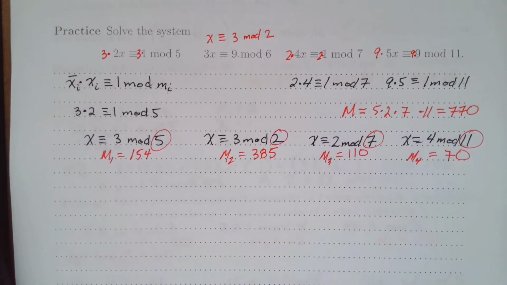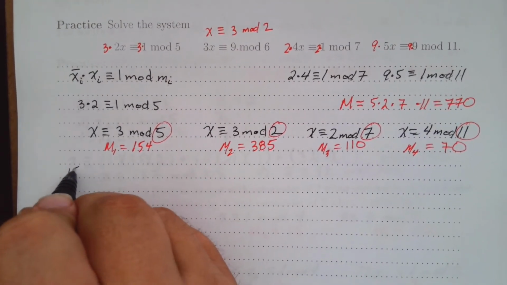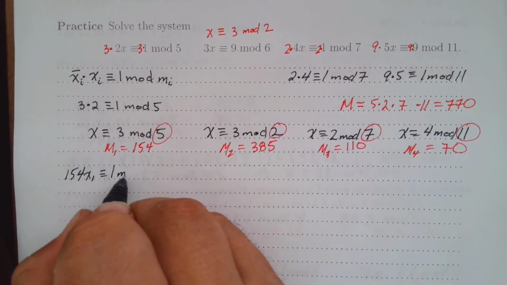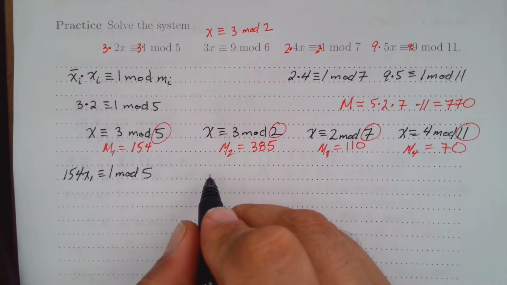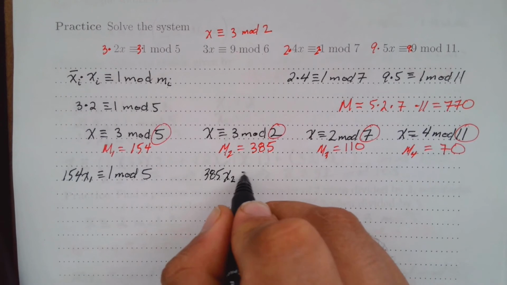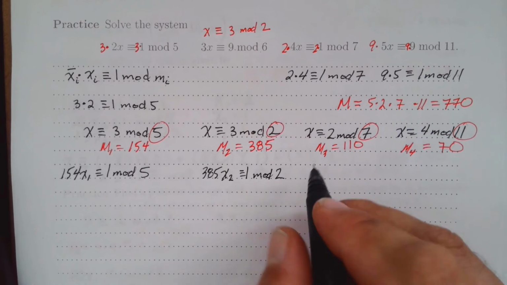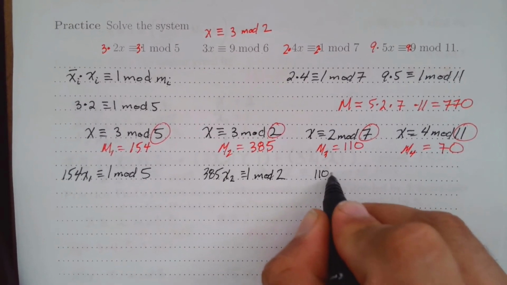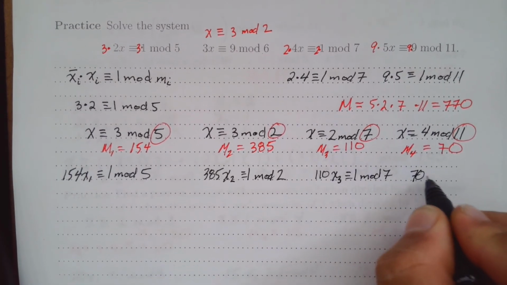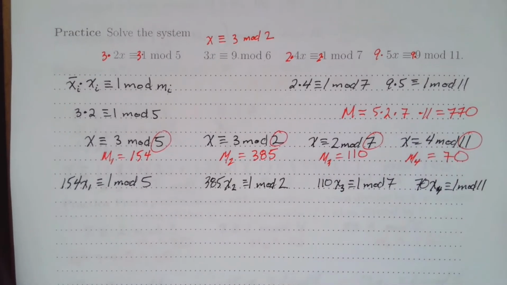So now my next step in using the Chinese remainder theorem to solve this problem is I need to solve 154x1 is congruent to 1 modulo 5. And I need to solve 385x2 is congruent to 1 modulo 2. And I need to solve 110x3 is congruent to 1 modulo 7. And I need to solve 70x4 is congruent to 1 modulo 11.